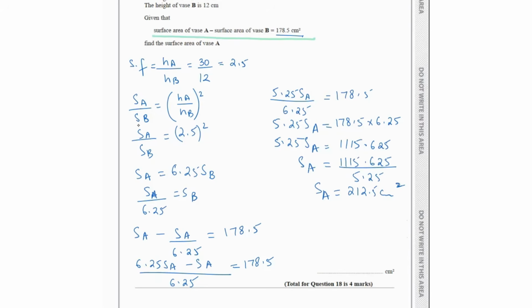So just remember this thing. You have to get this equation right. If you end up doing this wrong, then you'll mess up your question.